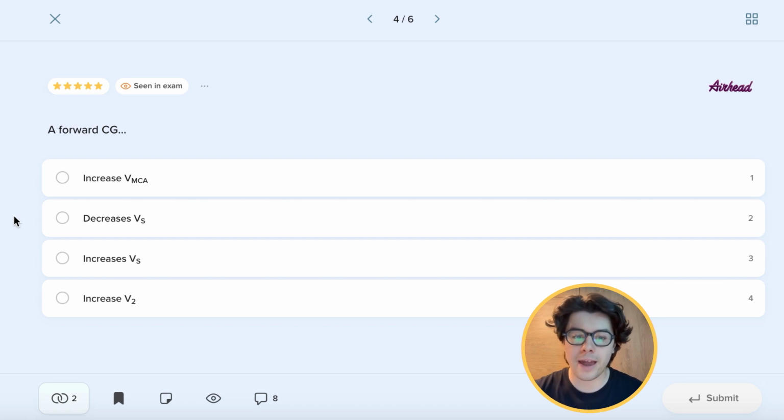Generally speaking, a forward CG is something that we like because it increases the stability. However, it decreases the maneuverability. However, when we're flying fast and with airliners, we value comfort of the passengers. So we want the stability to be there as this increases safety, as well as we're not maneuvering much. So this is an absolutely good balance.